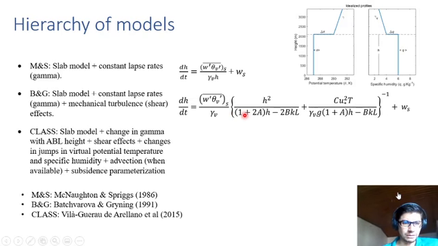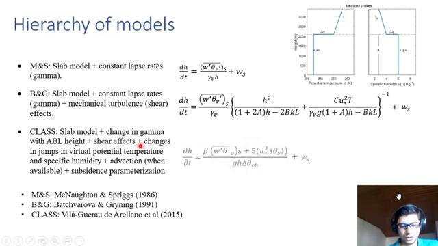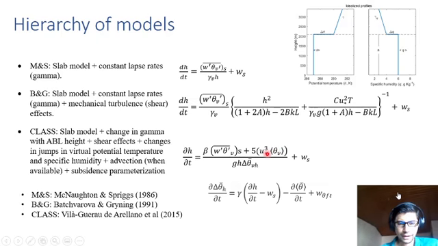And finally, the CLASS model, which is the most comprehensive model that includes not only changes in gamma with boundary layer height and shear effects, here parameterized like this, but also parameterizations for the changes in the jump in virtual potential temperature and specific humidity. Also very important are parameterizations for subsidence, which in this case are parameterized by the large-scale horizontal wind divergence.